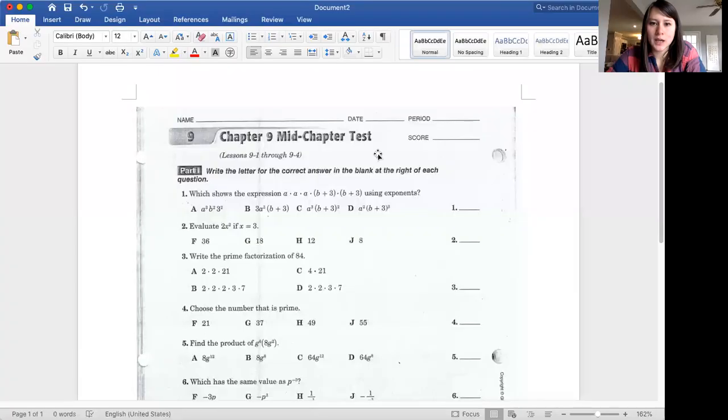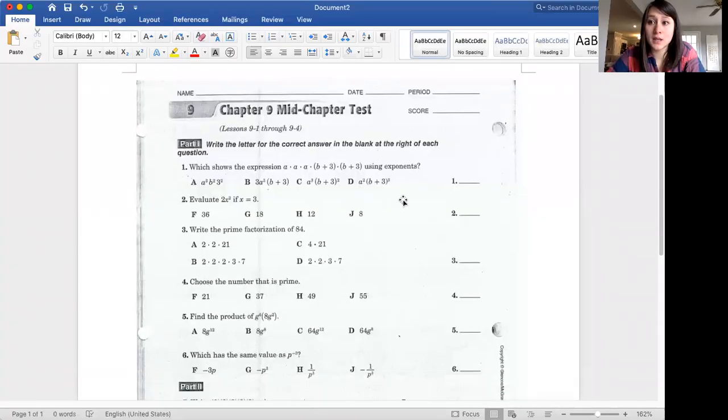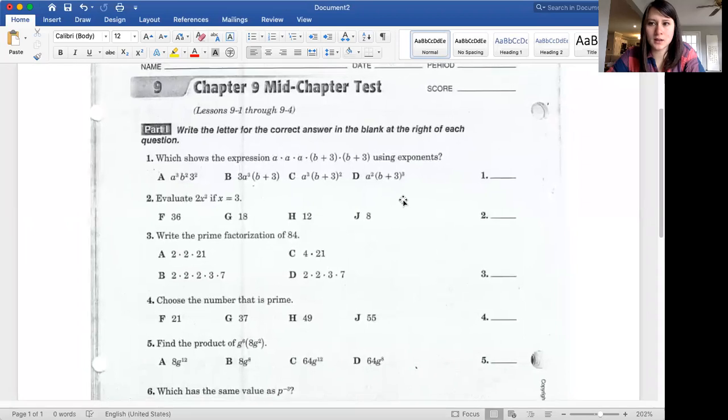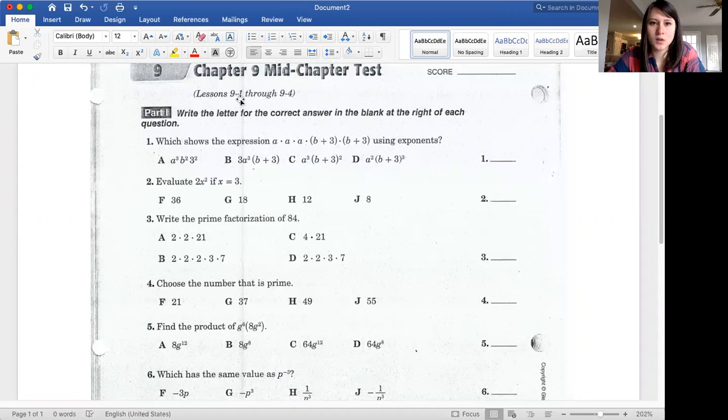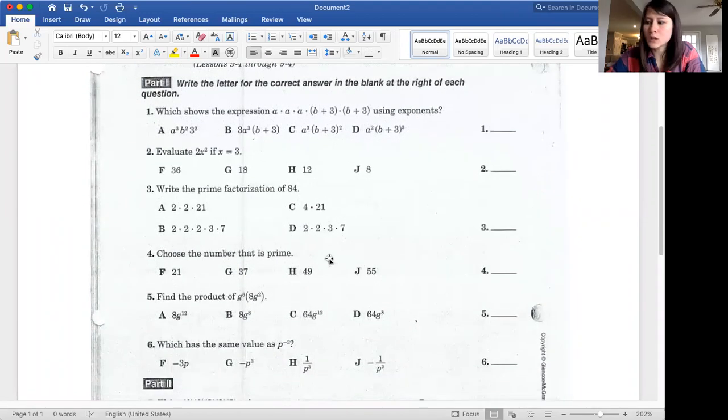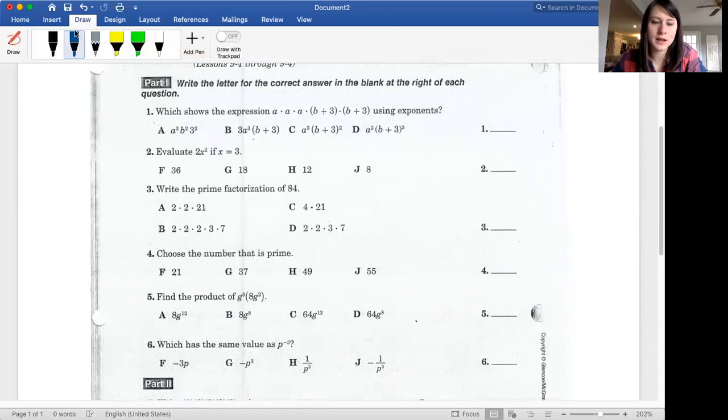So I'm just pulling up a mid-chapter test. It's not anything that we've done. It's not anything that you have to do, but basically it goes over lessons 1 through 4, and then I'll do a few more problems over lessons 5 and 6. This is a good little review because it's a mixture of everything we've learned so far, and so we can do some of these problems.